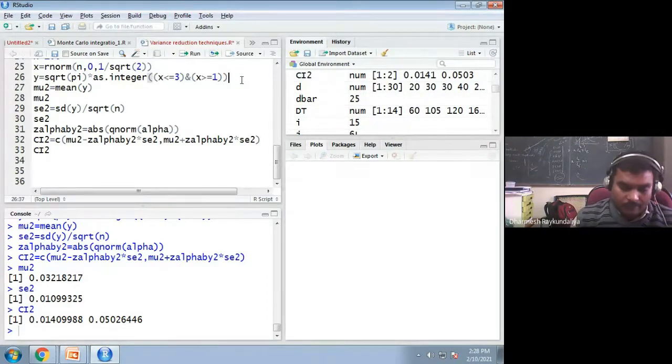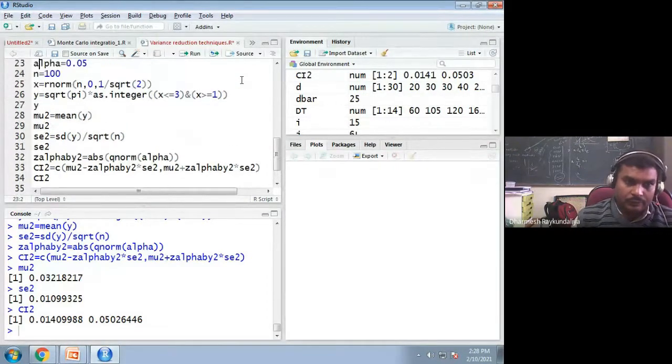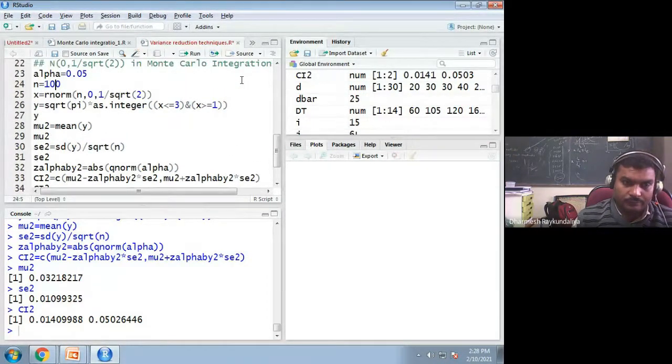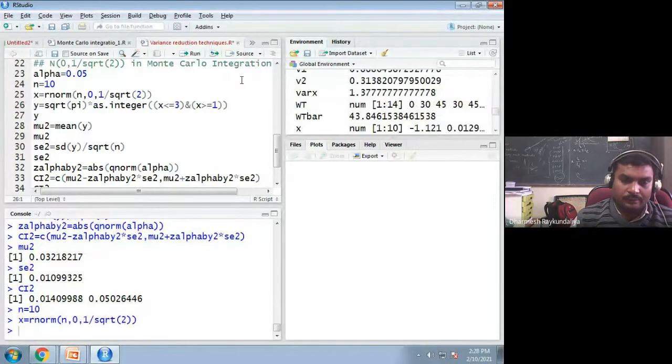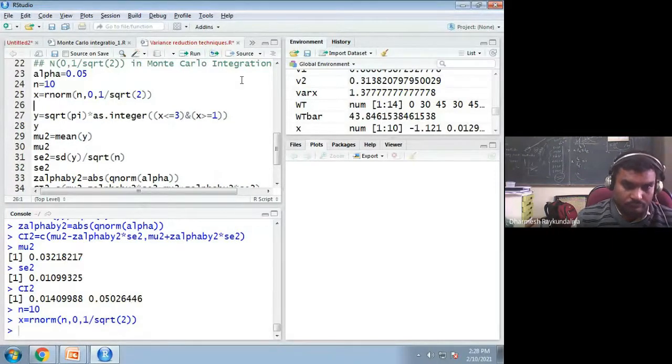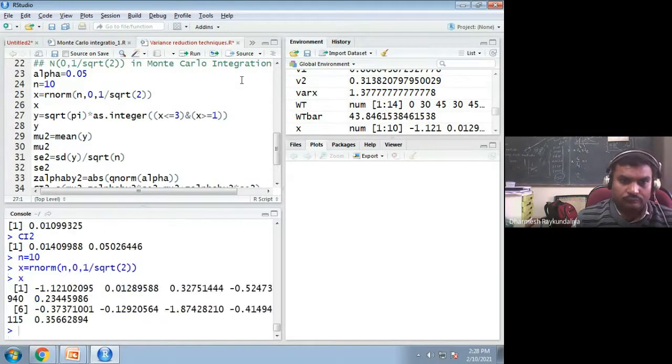Suppose I print y. Let me show you by taking only 10 observations so that you can easily verify. These are the x I have generated, and let me give only the y.